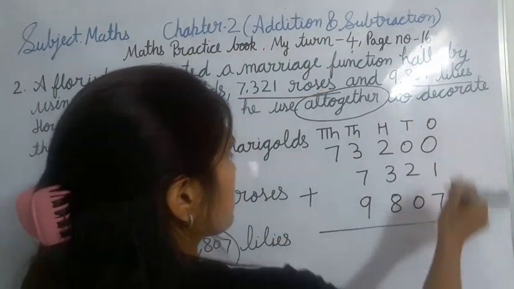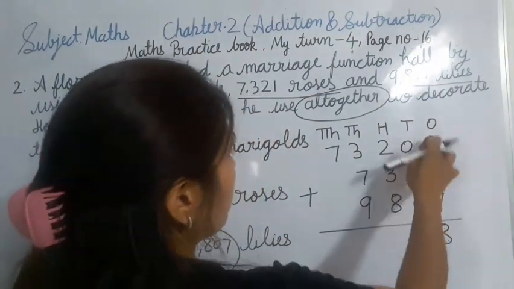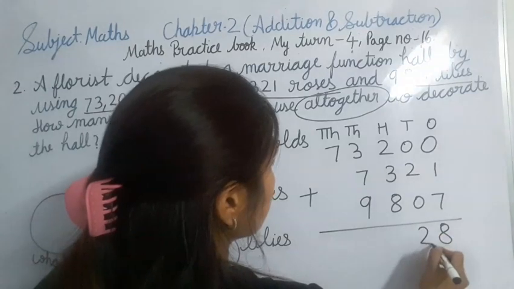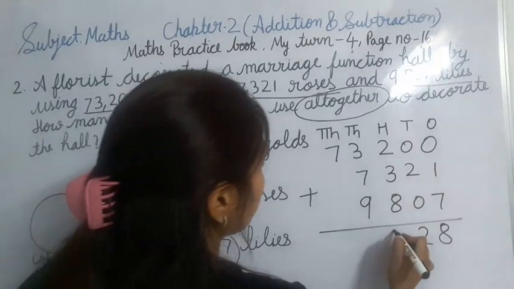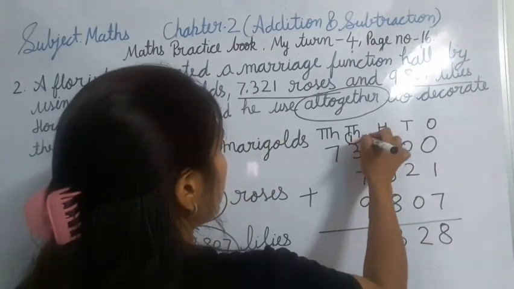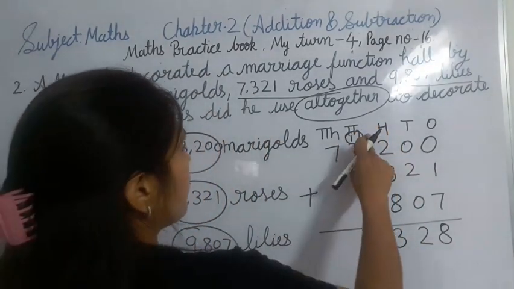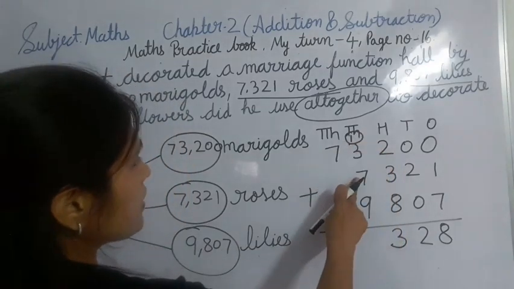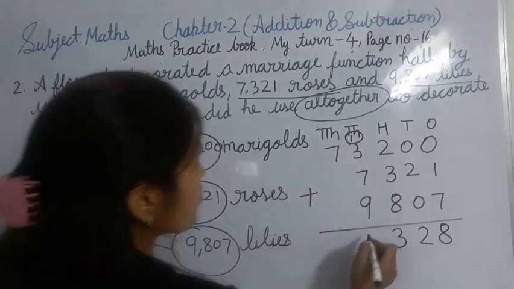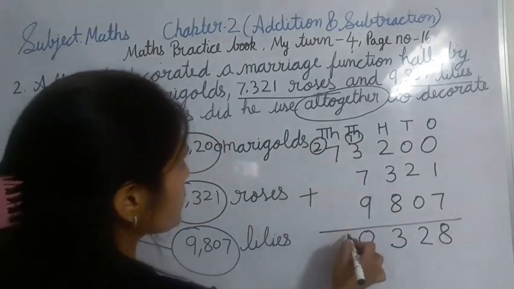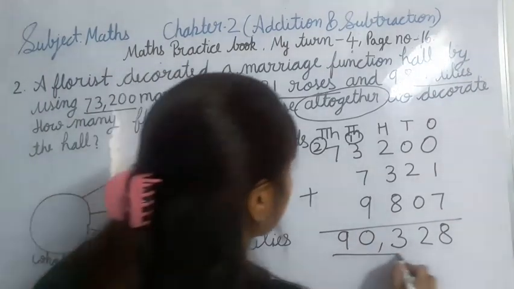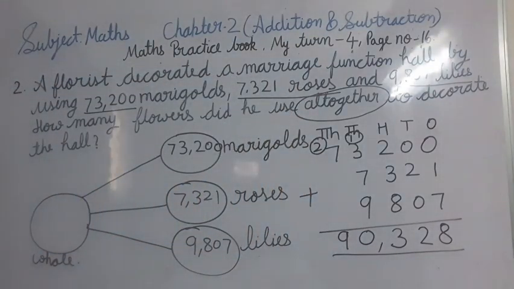7 and 1 makes 8. 8 ones, 2 tens. 8 and 2 makes 10. 10 and 3 makes 13. 1 will go for carry forward. Yes. 9 and 1 makes 10. 10 and 7, 17. 17 and 3 makes 20. 0, 2 will go carry forward. 7 and 2 makes 9. So 90,328 total flowers he used to decorate the hall. How many total flowers?